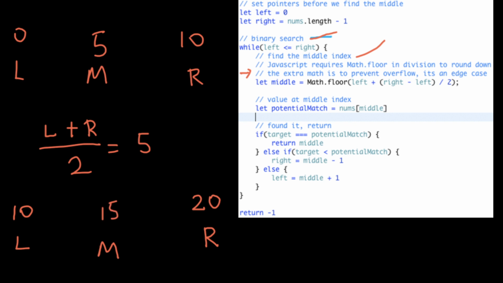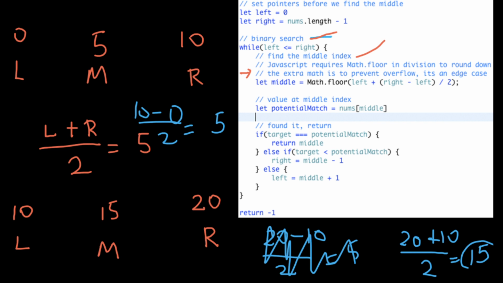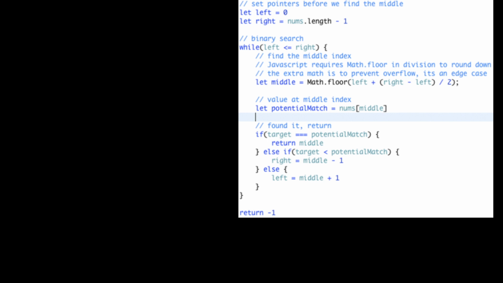In this top example, right, if you had done 10 minus 0 divided by 2, you still get 5. But in the bottom example, if you did 20 minus 10 divided by 2, you get 5. That doesn't work. So scratch that, it's 20 plus 10 divided by 2, which gives you 15. 15 here, 15 here. You can draw this out when you're doing the interview, and I think it's fine. You can just clarify what you want to talk about.